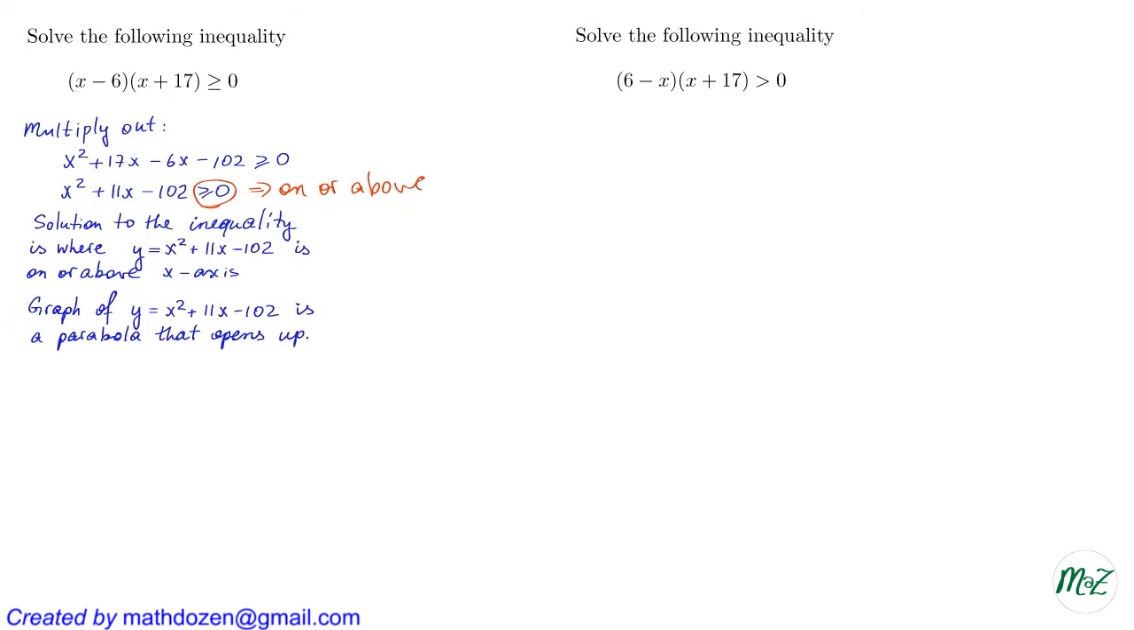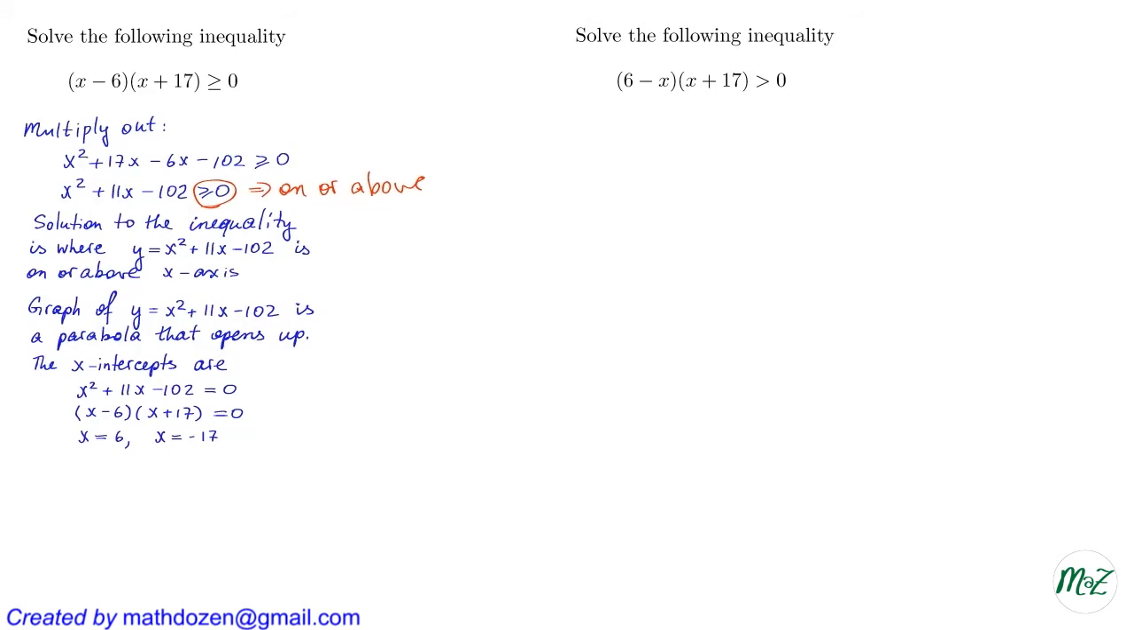So to have the relationship of the parabola with the x-axis exactly right, we figure out the x-intercepts. So we said x squared plus 11x minus 102 equals 0. But this is equivalent to the original x minus 6 times x plus 17 expression. So this factors into x minus 6 times x plus 17 equals 0. So we get one solution, x equals 6, and the other solution is x equals negative 17. So those two numbers will be the x-intercepts.